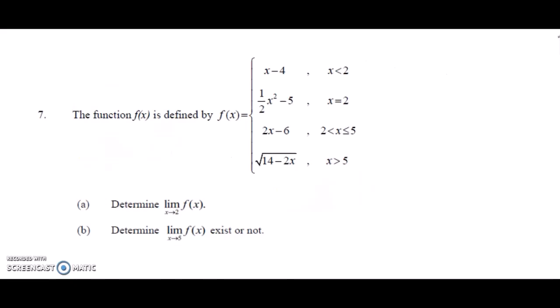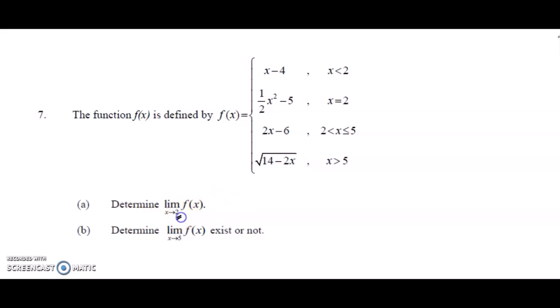For example 7, you can see that f(x) is given as a piecewise function for the intervals less than 2, equal to 2, 2 to 5, and greater than 5. Now we need to determine the limit when x approaches 2.